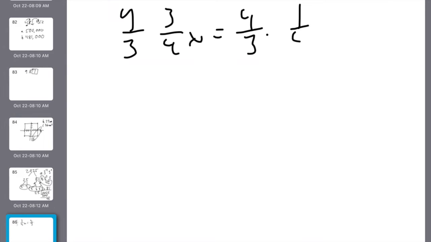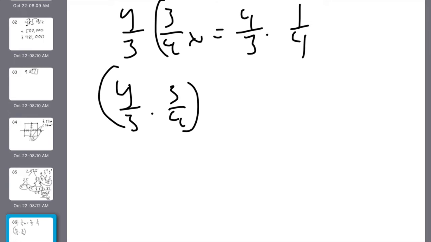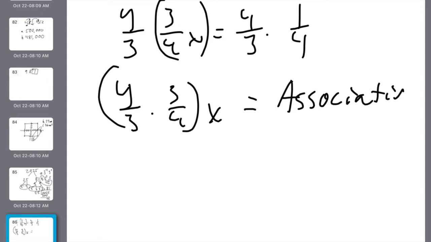Flipping your answer key over for number 17. It says name the properties. We start with 4/3 and 3/4 x equals 4/3 times 1/4. The next problem, they have 4/3 times 3/4. This time this is in parentheses instead of this in parentheses. X equals the same thing. You switched parentheses, guys. That's the associative.